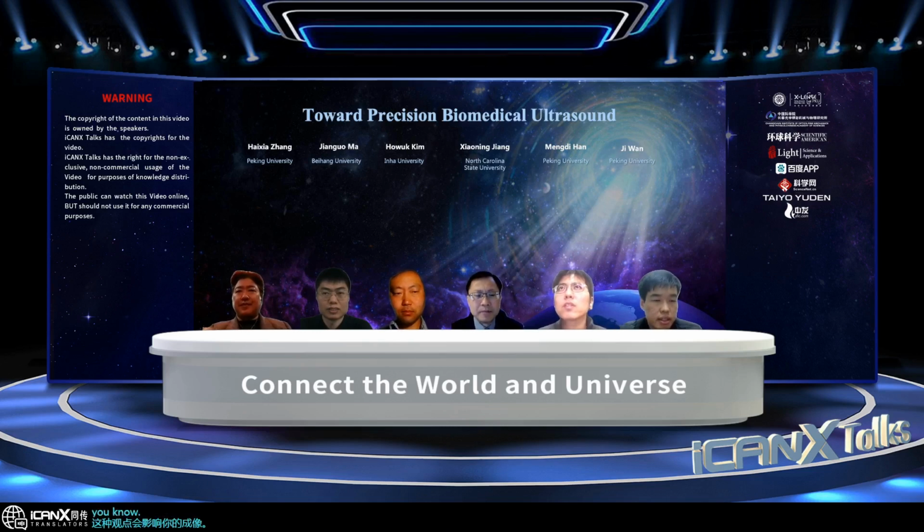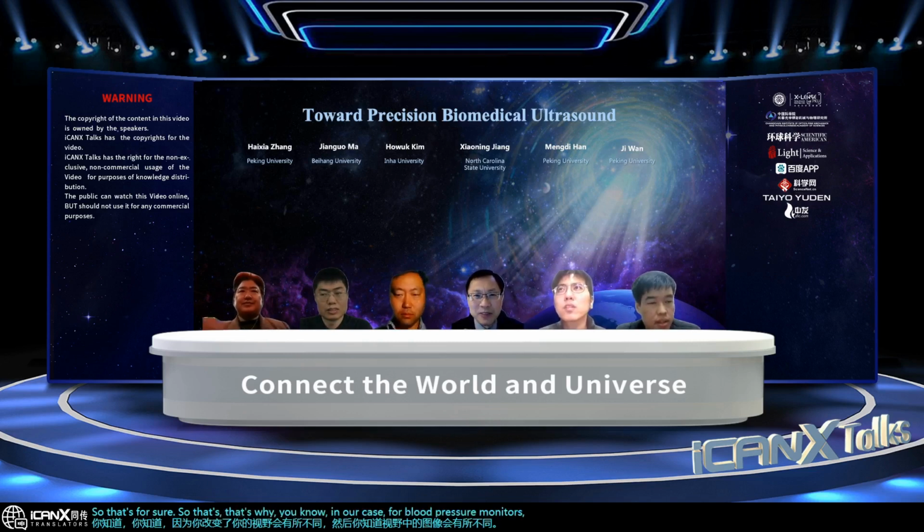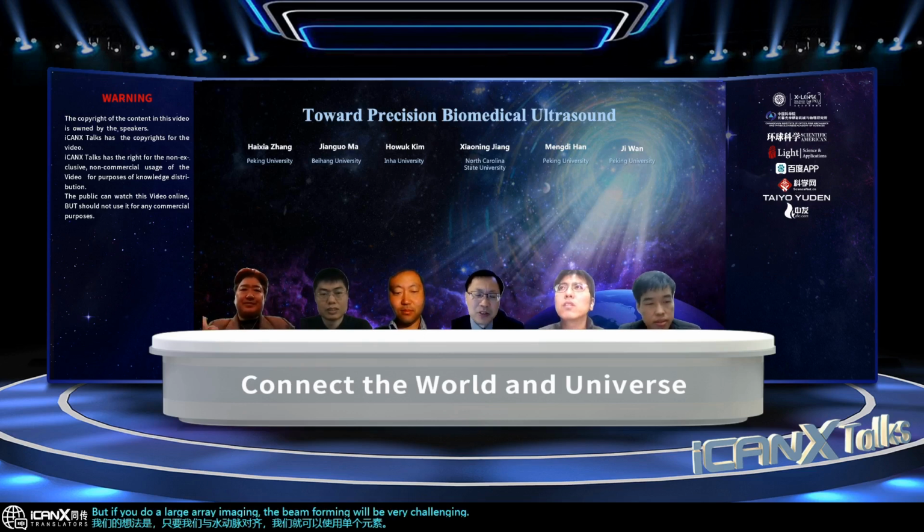Because your aperture changed, your field of view will be different, and so will your imaging. That's for sure. That's why, in our case of blood pressure monitoring, we pick the low-hanging fruit: the easiest way, using a single element. As long as we align with the artery, we're okay. But if you do large array imaging, the beamforming will be very challenging. It's flexible, so you will need to know the position of each element so that you can construct the image.